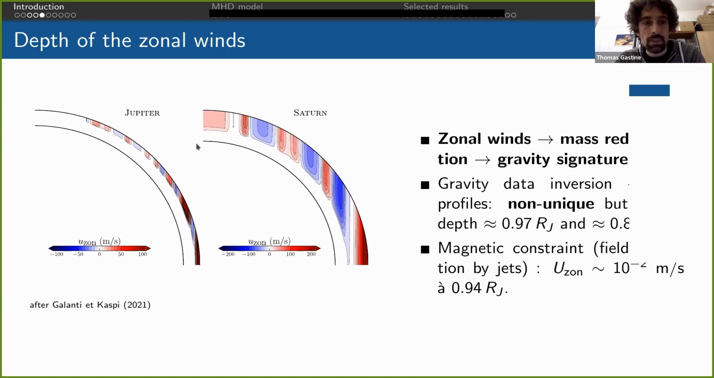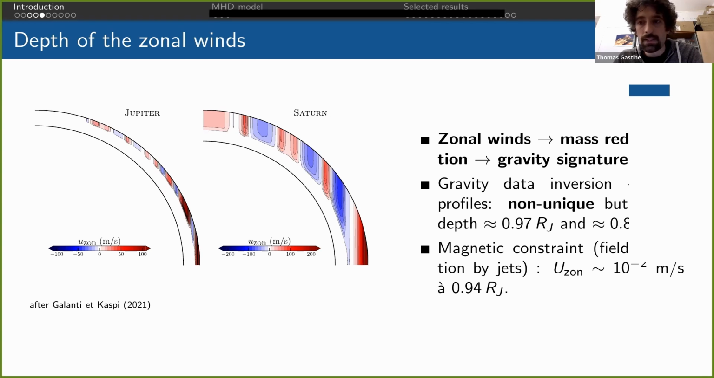And we can characterize typical depths for these jets coming from those models, which corresponds to roughly 3,000 kilometers below the surface for Jupiter, and something like 8,000 to 9,000 kilometers for Saturn. And so this is a non-unique procedure. There is no consensus on the exact shape of the zonal winds at depth. But what makes sense, at least, is that there is a gravity signature associated with the jets. And so the depth of those jets is certainly not tens of kilometers, but rather thousands of kilometers.